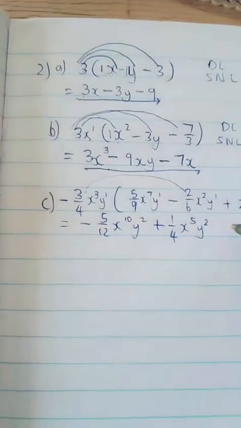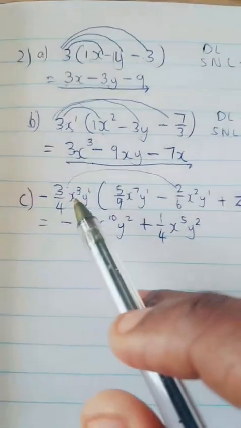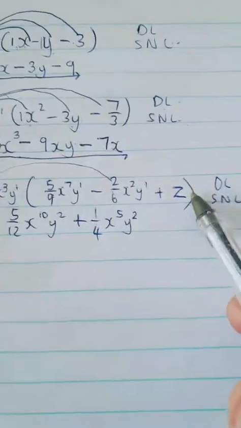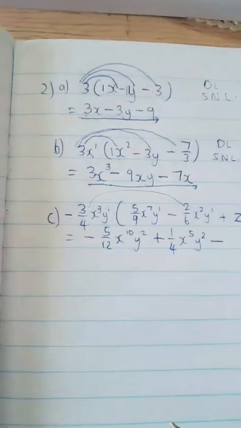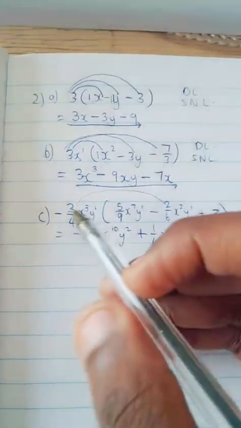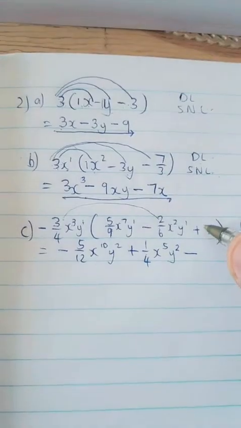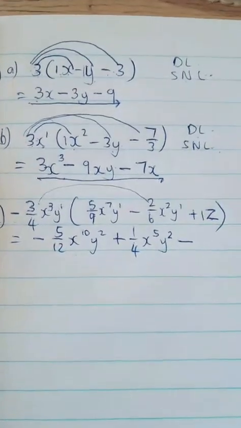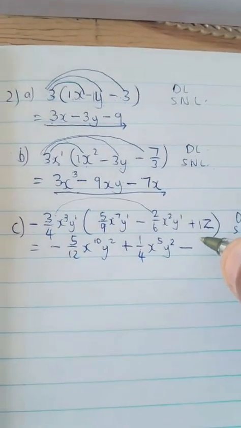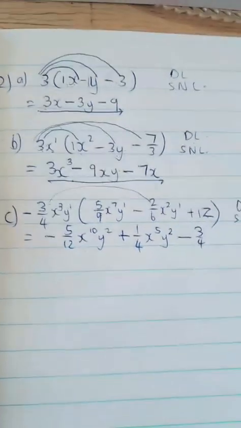Next, the last one, negative times positive z. Negative times a positive gives us a negative. Then we go on to the number. 3 over 4 times, there's a 1 before the z, it's always there, we cannot see it. 3 over 4 times 1 gives us 3 over 4.